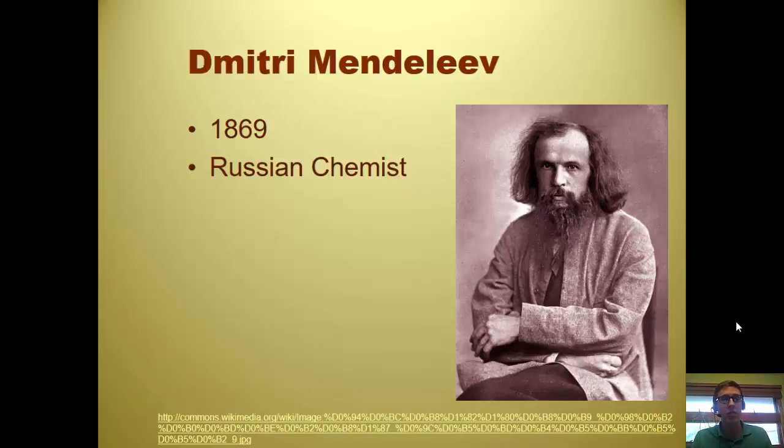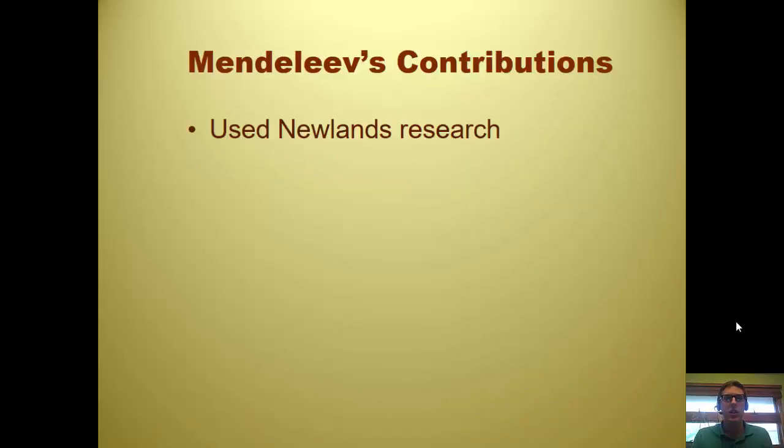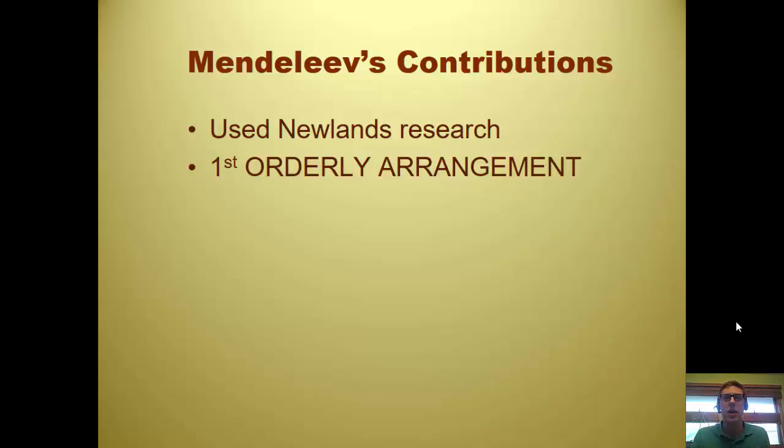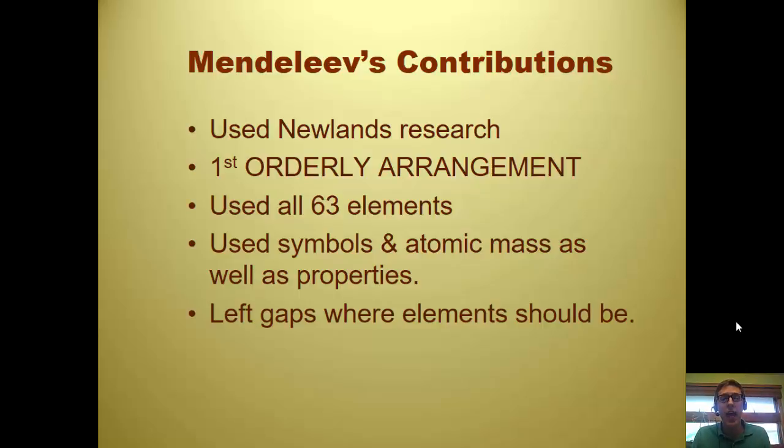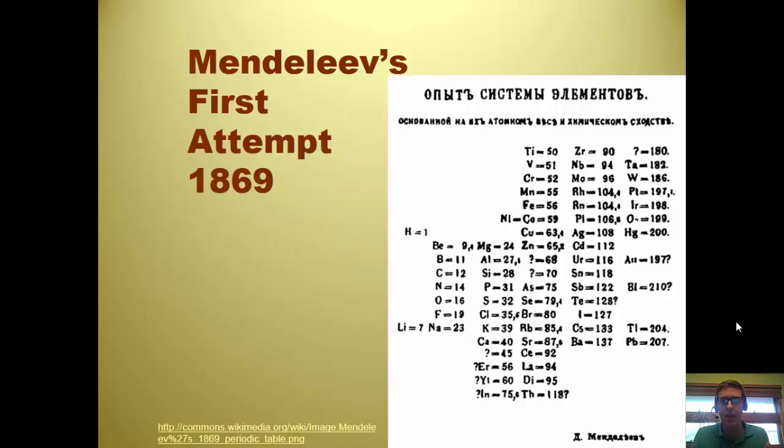However, Dmitri Mendeleev took that research, that organization, to the next step. He was a Russian chemist. He looks like a Russian chemist, I think. And in 1869, he was doing great work. What he did is he started with Newlands' research, that they have similar properties, but he ordered them in a nice, orderly arrangement. And he used all 63 elements known to them then. He used symbols and atomic masses as well as properties. Sounds familiar? And he left gaps where he suspected elements should be.